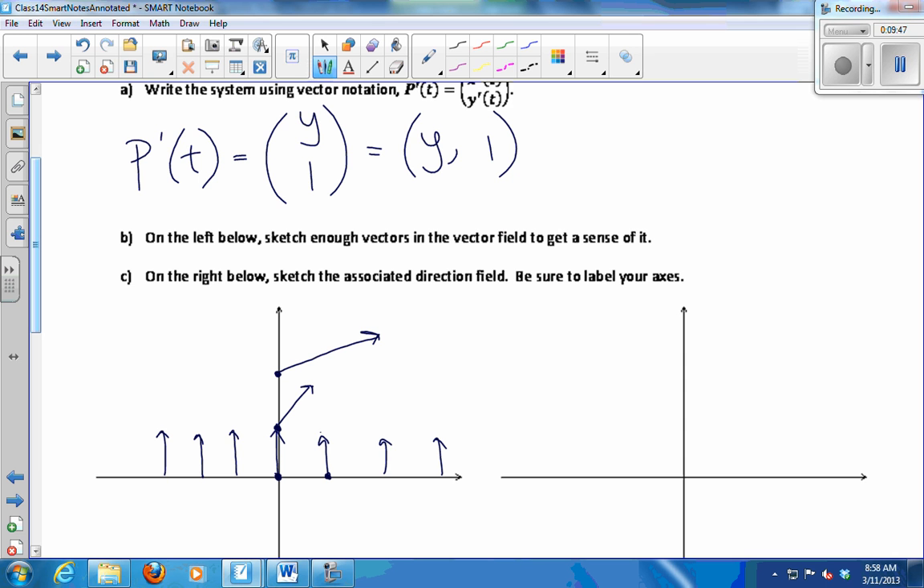Let's try 1, 1. So plug in 1 for y, and I have 1, 1, so I go over 1, up 1. In fact, anything with a y coordinate of 1 is going to have this same over 1, up 1 vector. And anything with a y coordinate of 2 is going to have this same sort of less steep vector that looks like this.